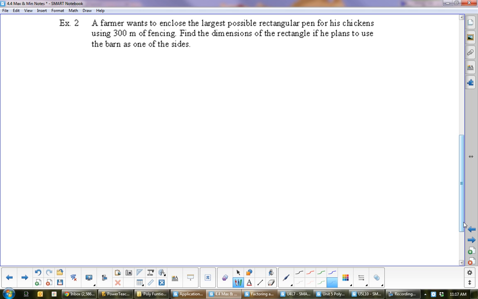Okay, so you probably remember these quite fondly when you're building a fence. Yes, could be, yeah. So a farmer wants to enclose a large possible rectangular pen for his chickens using 300 meters of fencing. Find the dimensions of the rectangle if he plans to use the barn as one of the sides. So largest possible rectangle.